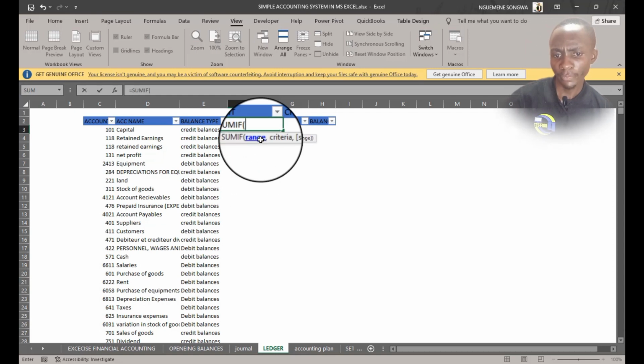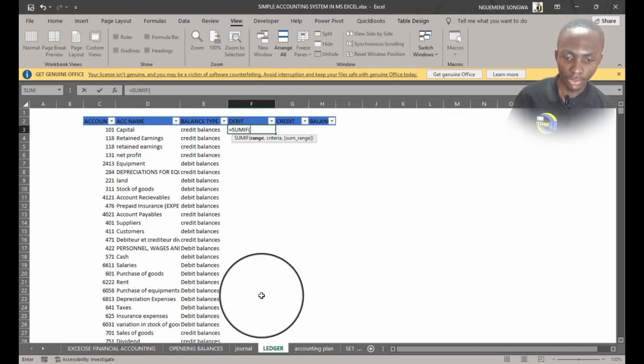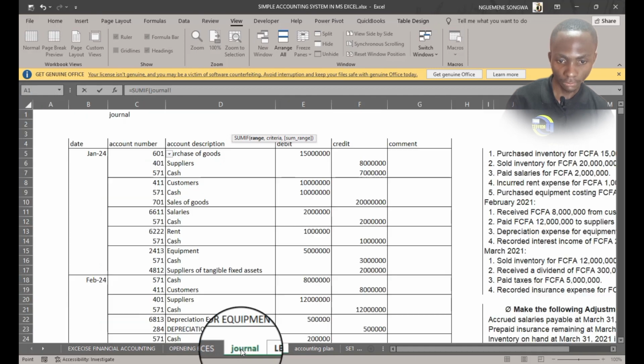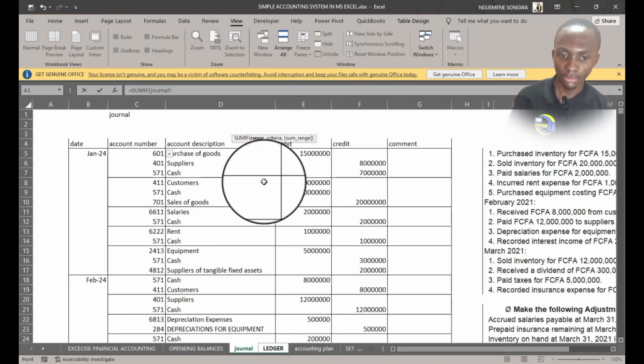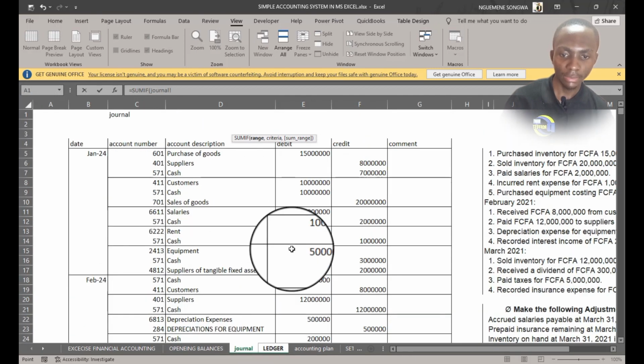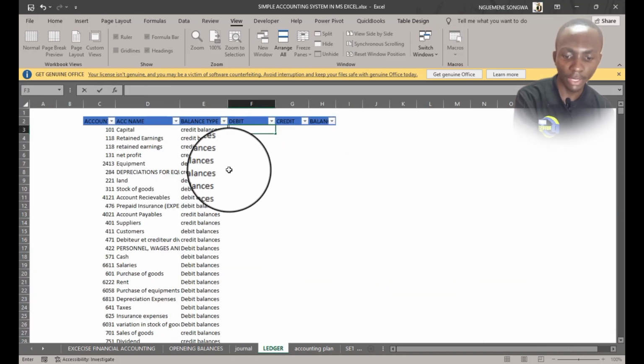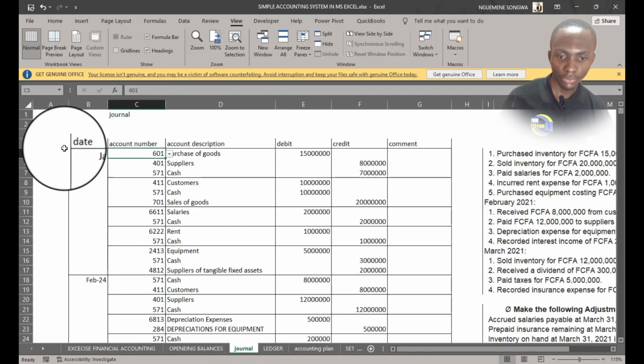In the SUMIF function, I'm going to take the range. The range here is going to be at the level of the journal. To make it easy, I'll make my journal look like a table.